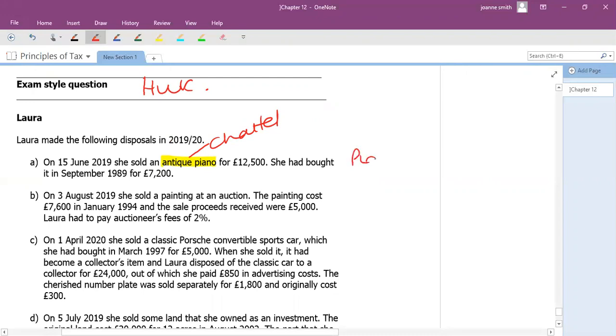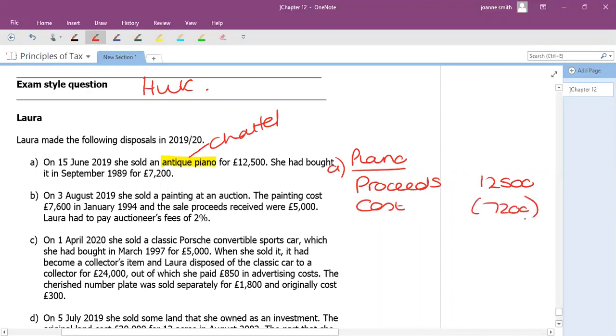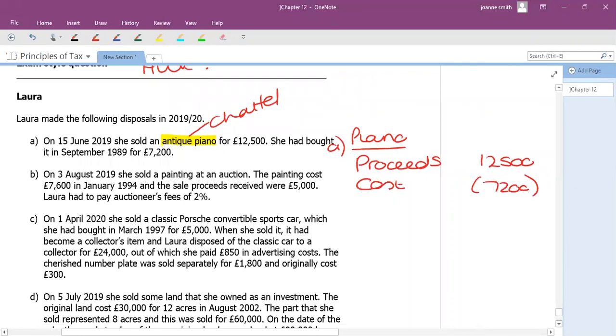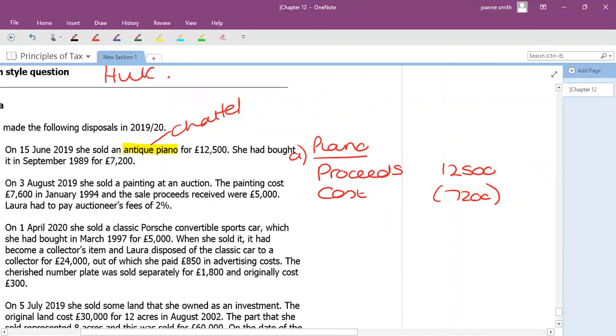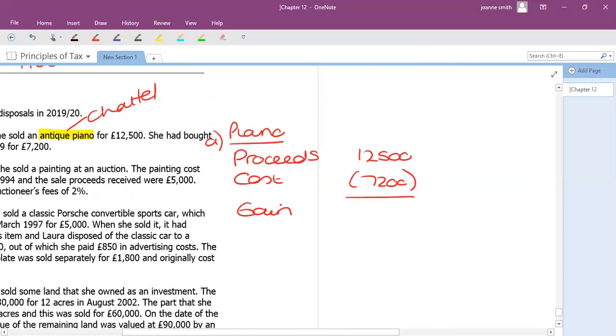So for the piano, we've got proceeds of 12.5, and we've got cost of 7.5. The first thing you'd ask yourself is, is it going to be exempt? Well, it's not exempt because you didn't buy and sell it for less than 6,000, and it's not a wasting chattel. An antique would be considered to survive more than 50 years. So in this example, we make a gain of 5,300. I'm going to carry that across to the total column so we can see in the summary what we've got.